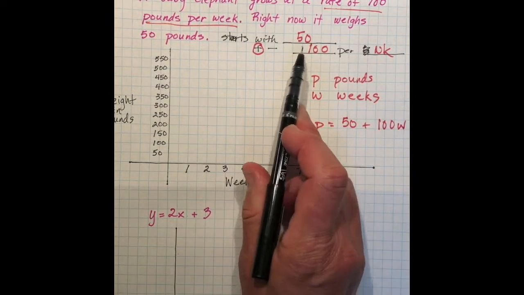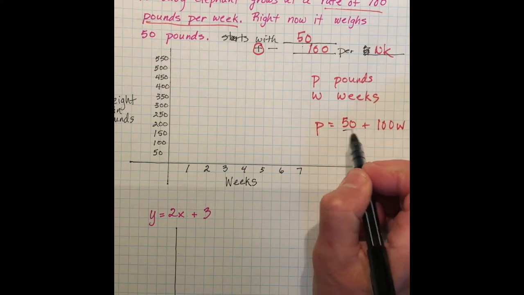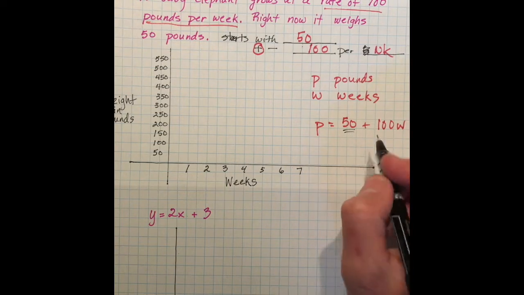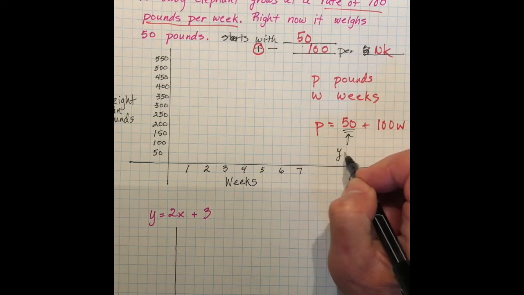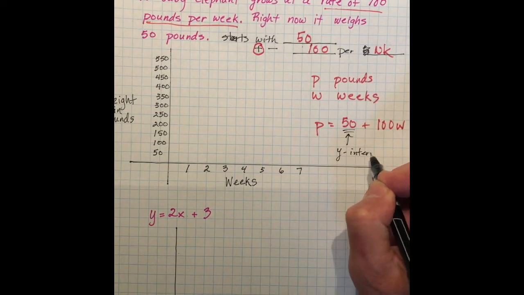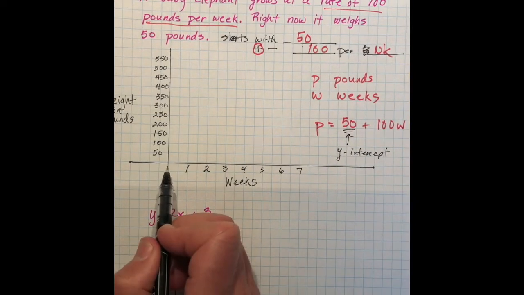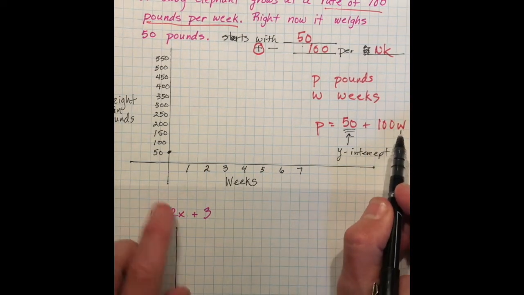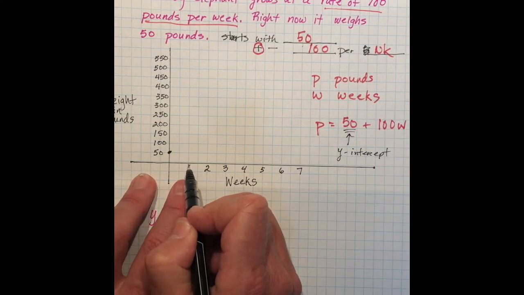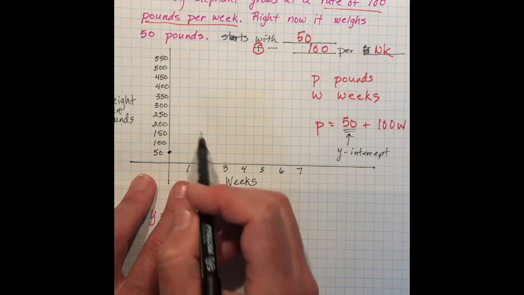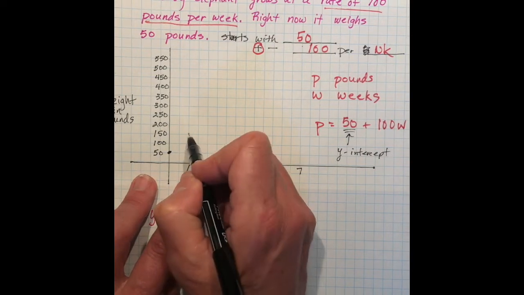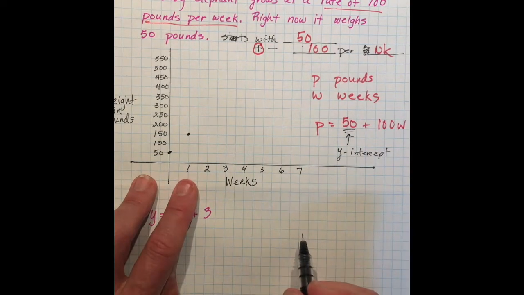Okay, my start number is 50, right? There it is right there. This is the start number. Remember, this always appears on the y-axis. This is my y-intercept. So I can go to 0, 50. There's the starting point. Now, if it's 100 per week, I want to show that at week 1, if it's gained 100 pounds, it will go from 50 to 150. So at week 1, it will be 150.